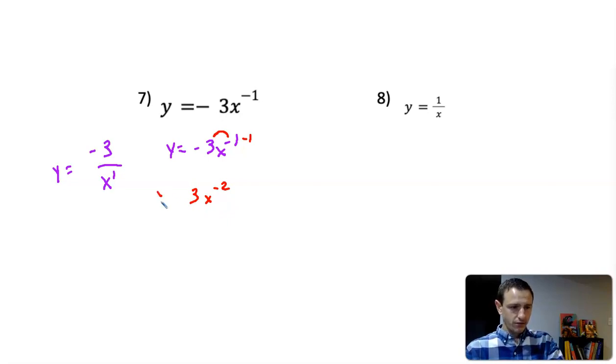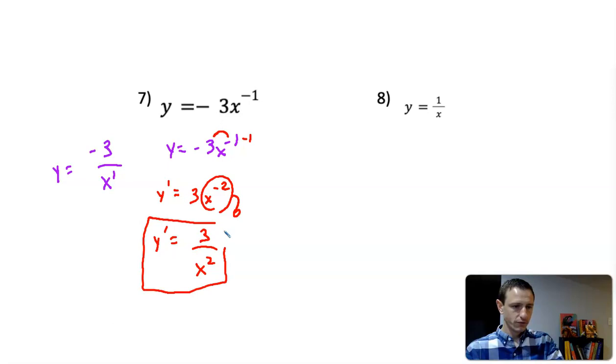So this is going to be y prime. Then you want to rewrite it with a positive exponent. So this is x to the negative 2, and that has to go down to the denominator. So this is going to be 3 over x squared. Make sure you're not bringing along the 3. It's 3x to the negative 2, so only the x has the negative exponent, so only the x should go down.